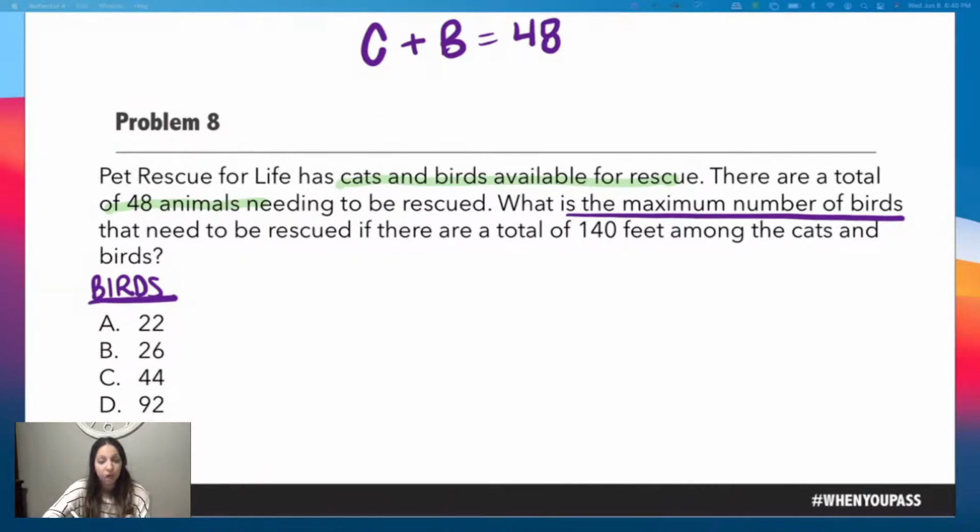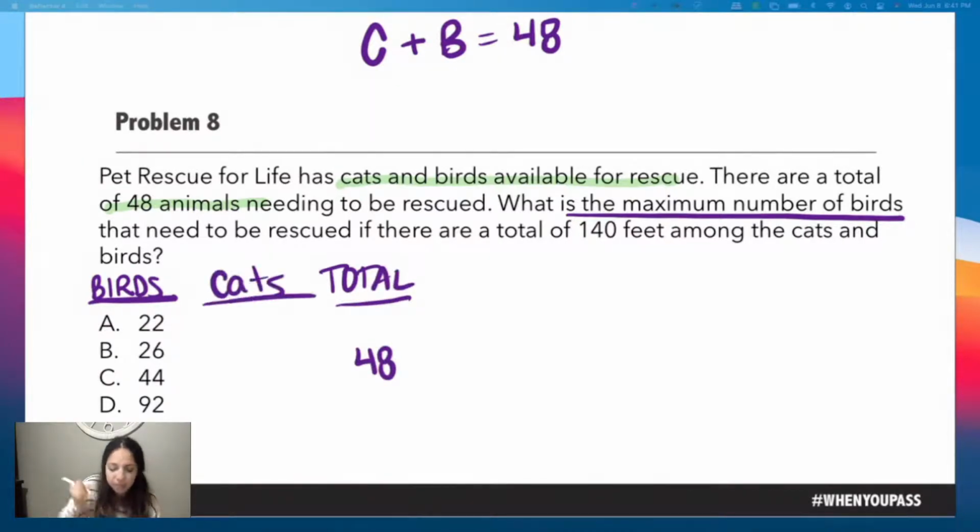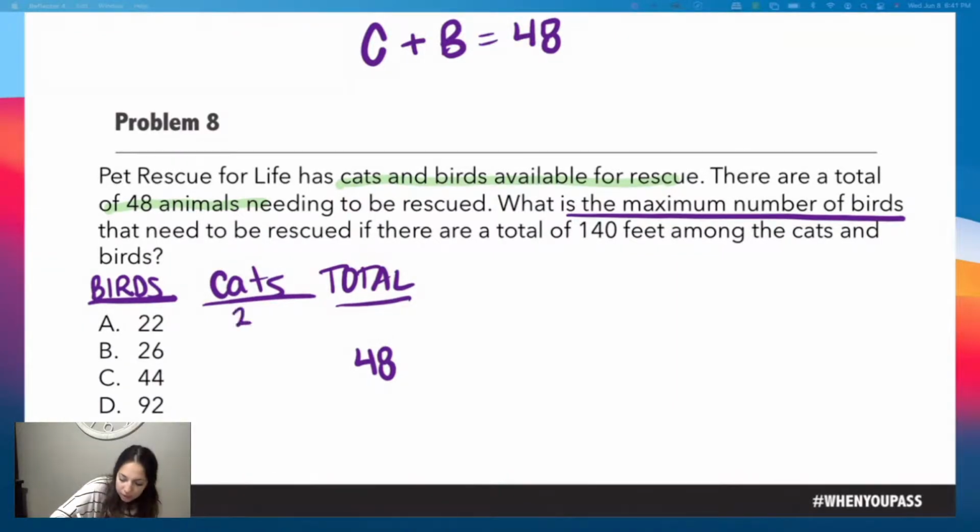If this is birds and I know a total of 48 animals has to be rescued, then I can find out how many cats there's going to be. So I can do 48 minus each of these. 48 minus 22, that would give us 26 cats. 48 minus 26, that would give us 22 cats. 48 minus 44, that would give us 4 cats.